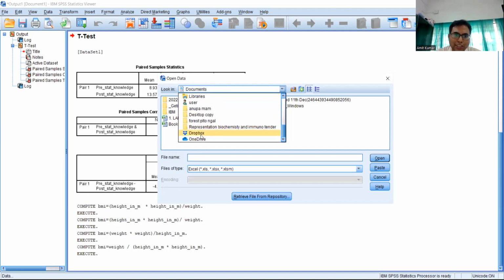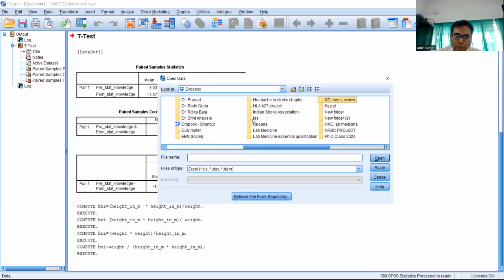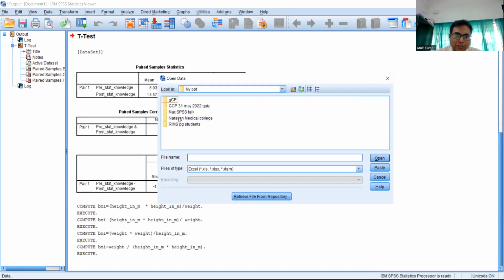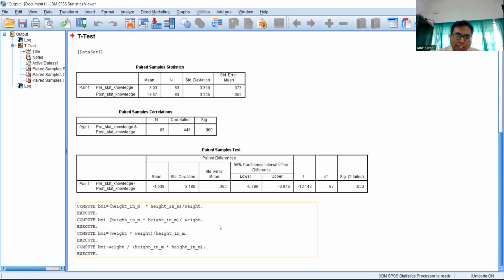My file is in Dropbox, and I will choose the location where I have saved it. This is the data file, the Excel file where I collected the data for the workshop participants. I will select this. Oh, this is not allowing me to open it. The reason is that this file is already open. The Excel file you want to import should be closed. Only then can you import your data.